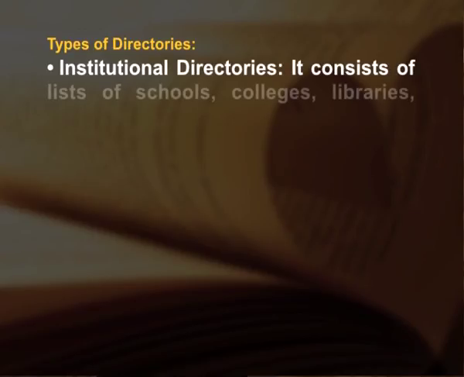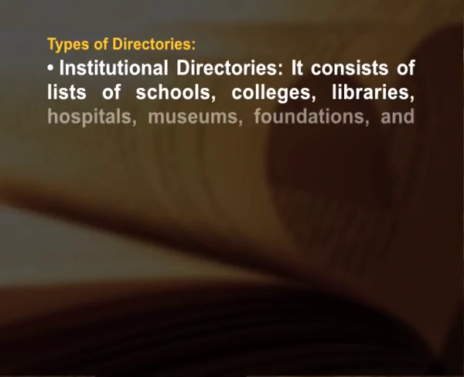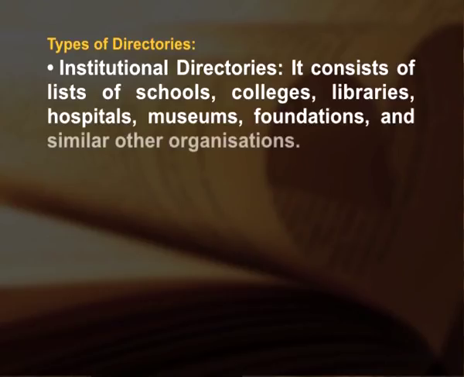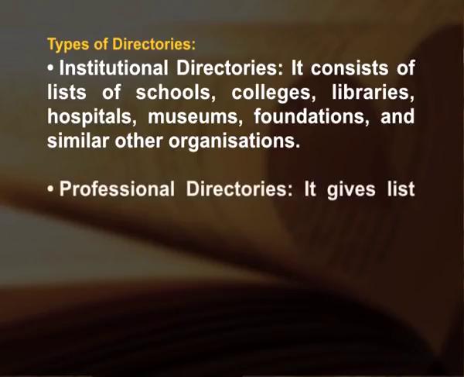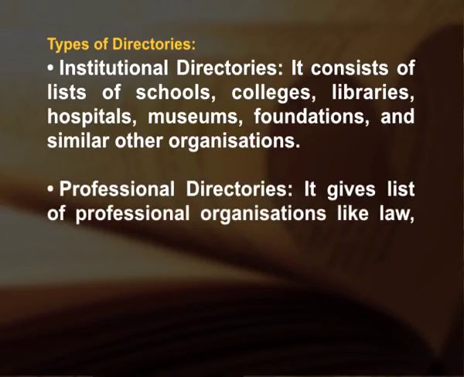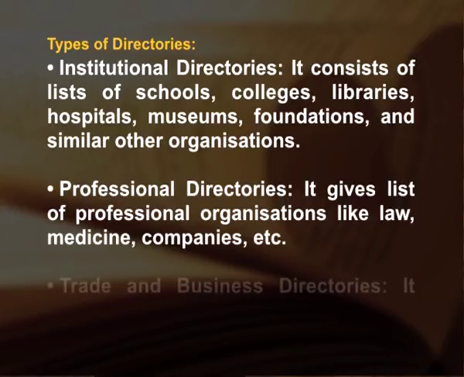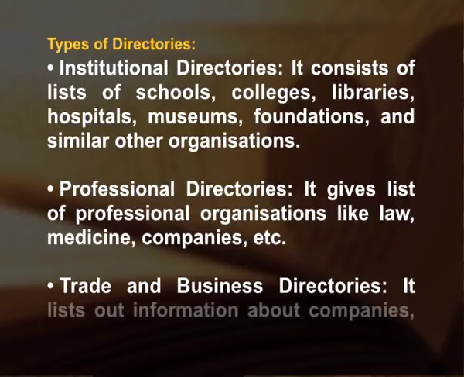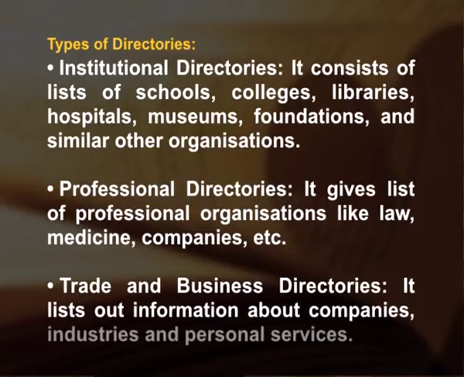Institutional directories. It consists of lists of schools, colleges, libraries, hospitals, museums, foundations and similar other organizations. Professional directories. It gives list of professional organizations like law, medicine, companies, etc. Trade and business directories. It lists out information about companies, industries and personal services. Let us now move on to evaluate some well-known directories.